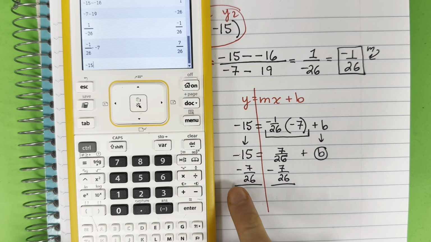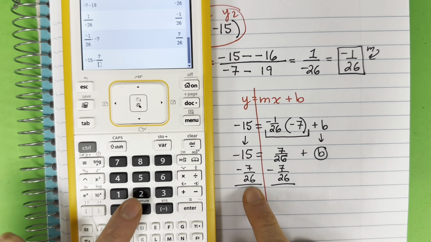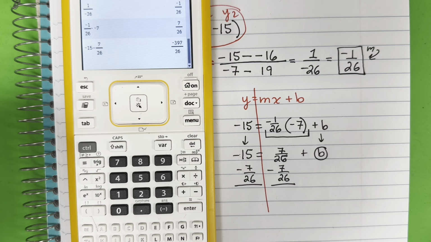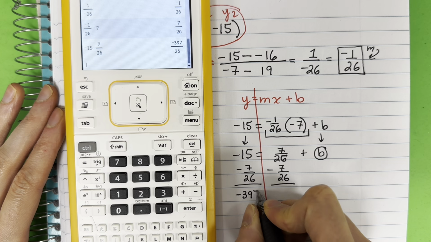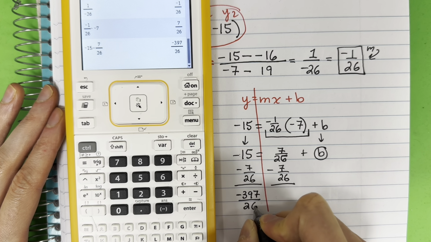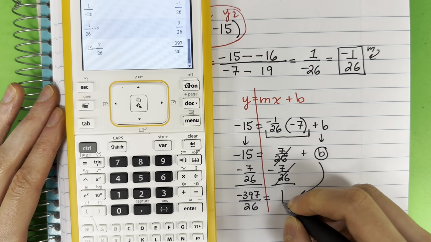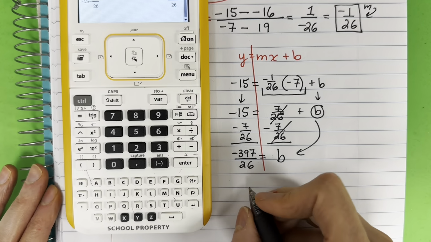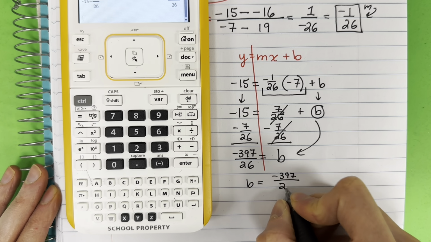Negative 15 minus fraction, control divide. 7, go down, 26. Enter. Okay, yeah, it's ugly. Negative 397/26 equals, this is 0, it cancels. Copy that b, and then we're going to switch it. b equals negative 397/26.